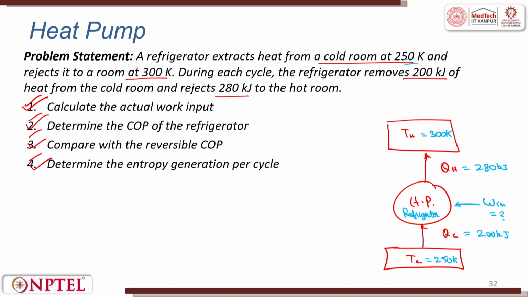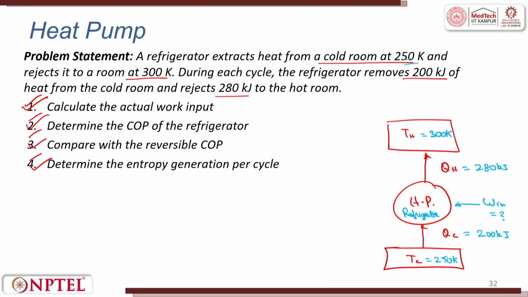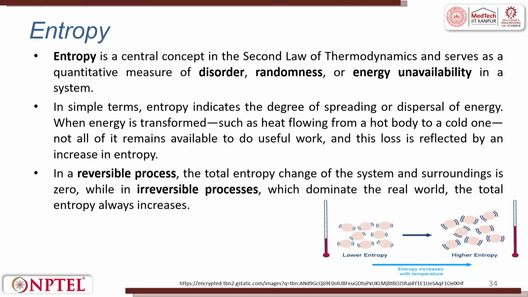Now that we have discussed heat engine and heat pump, I will talk about entropy and exergy in a little more detail. Let us recall the concept of entropy. Entropy is a central concept in the second law of thermodynamics and serves as a quantitative measure of disorder, randomness, and energy unavailability in a system. In simple terms, entropy indicates the degree of spreading or dispersal of energy when energy is transformed, such as heat flowing from a hot body to a cold one.